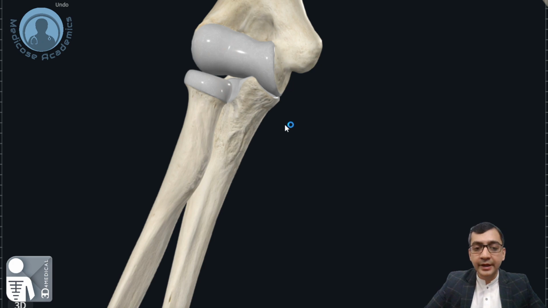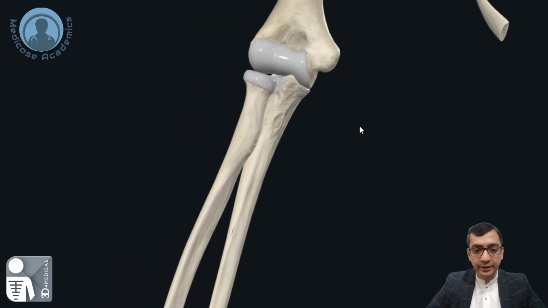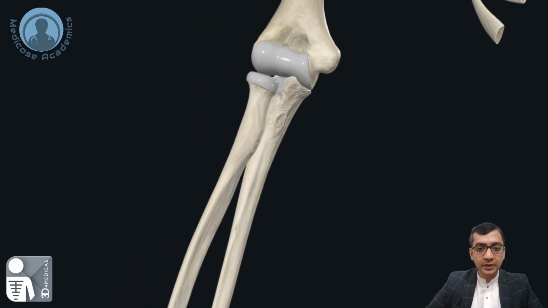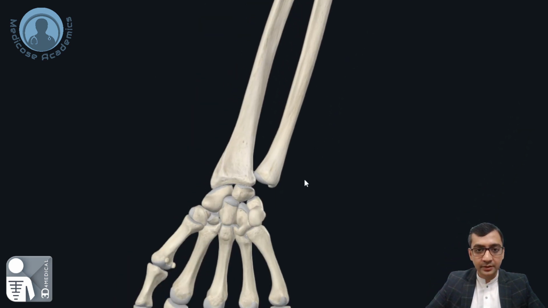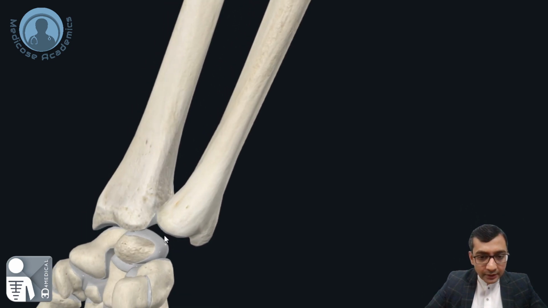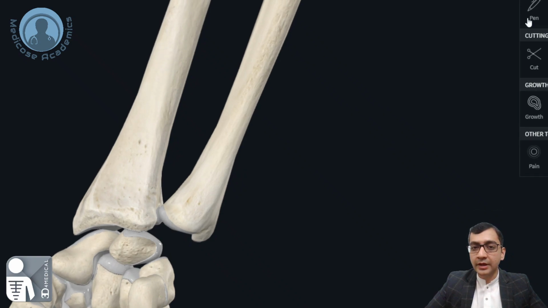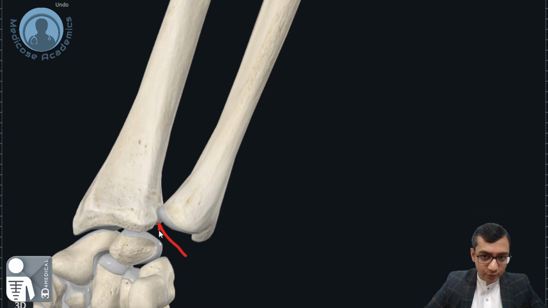So this is called the radioulnar joint. There are two such joints present. The one that is present on the superior aspect is called the superior radioulnar joint, and the one that you will encounter on the lower aspect, like you can see here, the connection between these two bones, is called the inferior radioulnar joint.